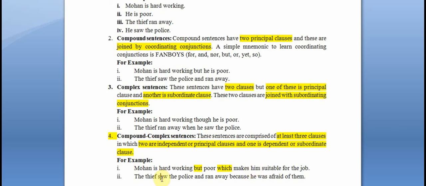In the second sentence, the thief saw the police and ran away because he was afraid of them. Again, we have two conjunctions. And this clause, because he was afraid of them, has to rest upon the first two clauses to complete its meaning. Thus, it is a compound complex sentence.